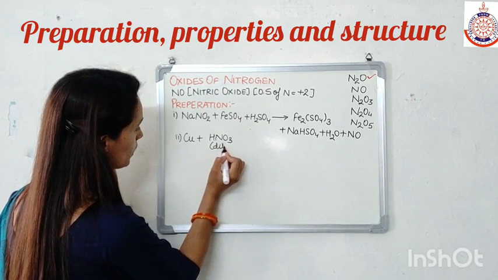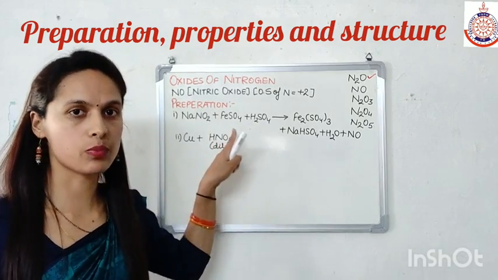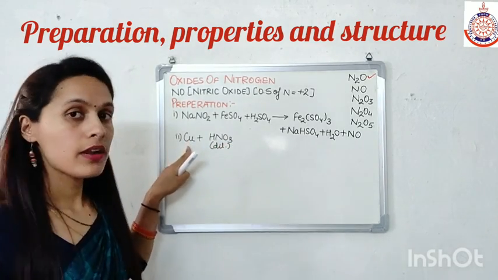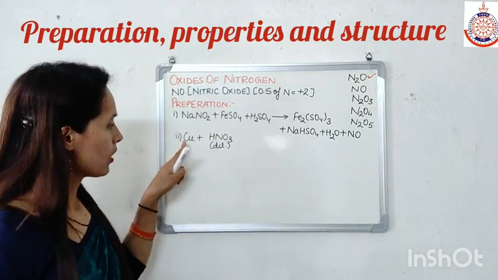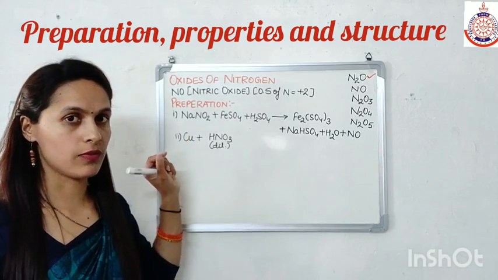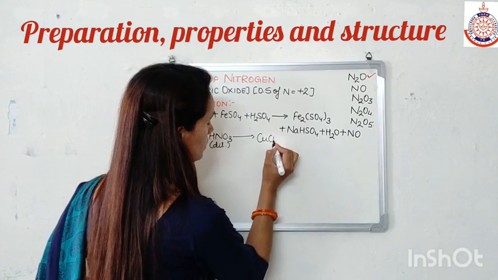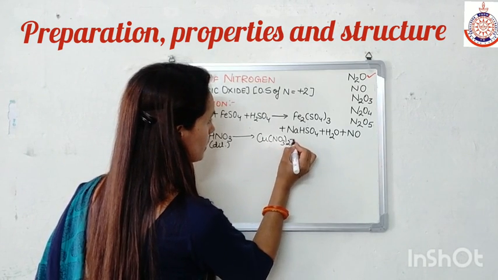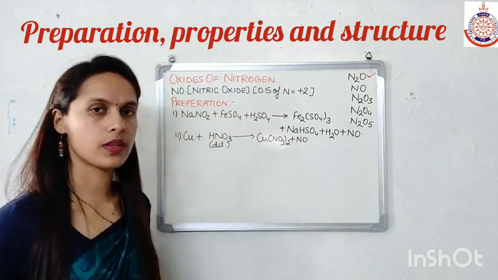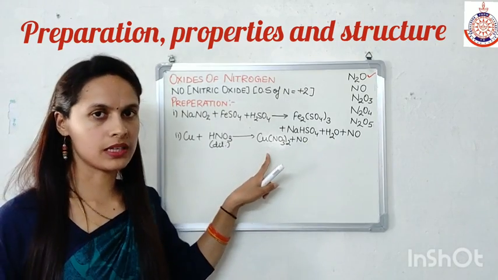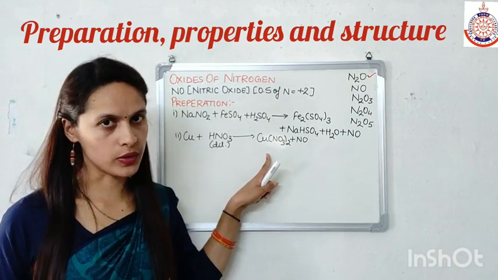Now our second method is when we react copper with dilute HNO3. Here the word dilute is very important in this preparation. Why? We'll study later on. When copper reacts with dilute HNO3, then it forms NO and the byproduct is Cu(NO3)2.